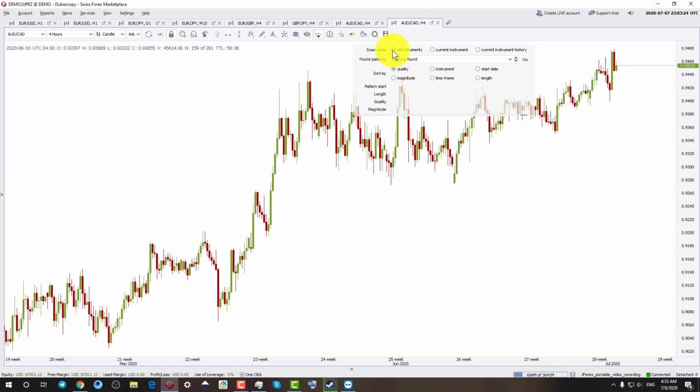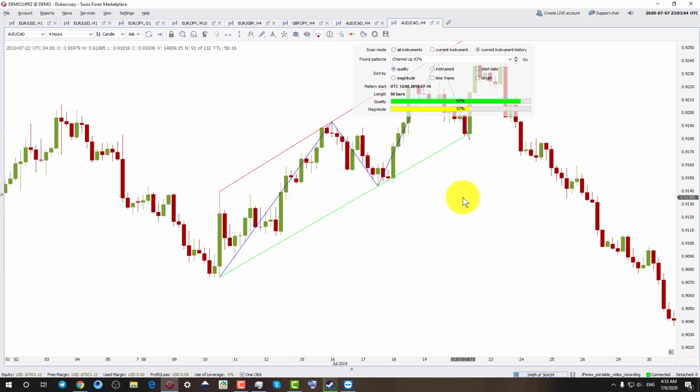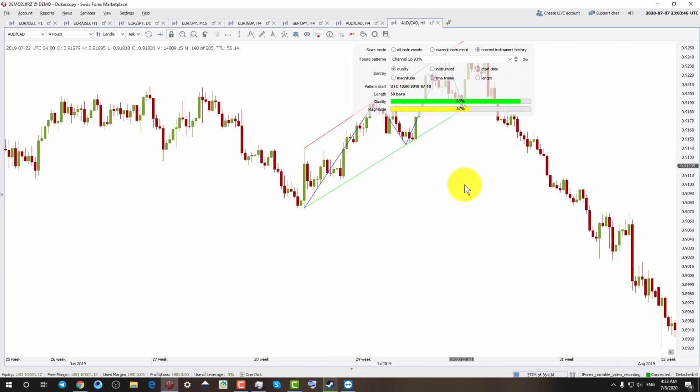Now it is scanning all the instruments. I will just quickly go through the current instrument history, and it will show you that the pattern found is a channel up, 93% is the quality. Okay, quality is 93%, 64% is the magnitude. That means it had good quality, but it did not complete. Let us see where it is. You see, here it is. This is a channel going up.